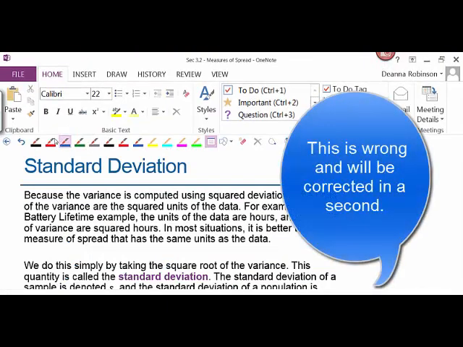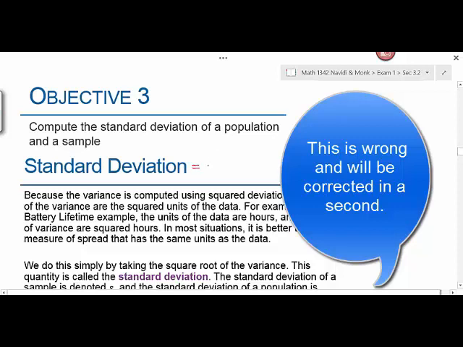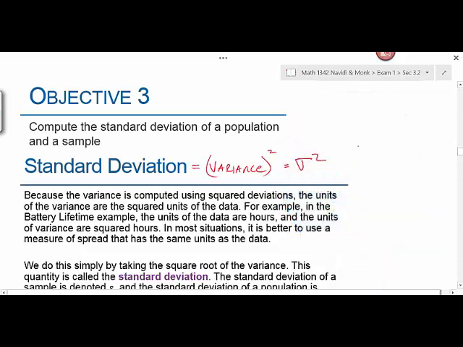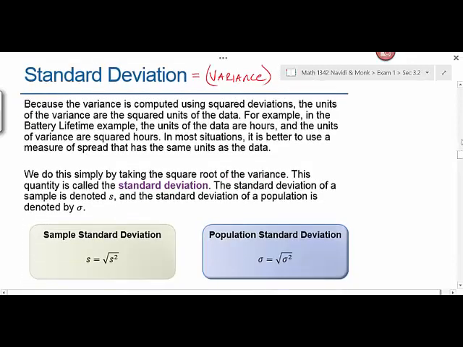Objective 3 is computing the standard deviation of a population and a sample. The standard deviation is just the square root of the variance. It's sigma. Because the variance is computed using squared deviations, the units of the variance are squared units of the data. For example, in the battery life example, the units of the data are in hours and the units of the variance are in square hours. In most situations, it's better to use a measure of spread that has the same measured units as the data. Square hours don't mean anything to me.